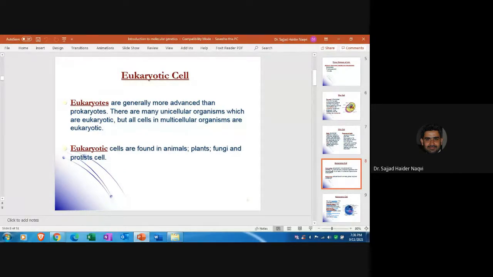Okay, let's start with the eukaryotic cell first. And I'm pretty sure that you guys are aware of these things, so that's why I'm very quickly going through that, just part of the intro. The eukaryotes are the advanced cells. They are more advanced than prokaryotes, and the term "eu" refers to developed. There are many unicellular organisms which can be eukaryotic, but most of the time, the eukaryotic cells refer to multicellular organisms. So they are the cells which are found in animals, plants, fungi, and in protista cells as well.